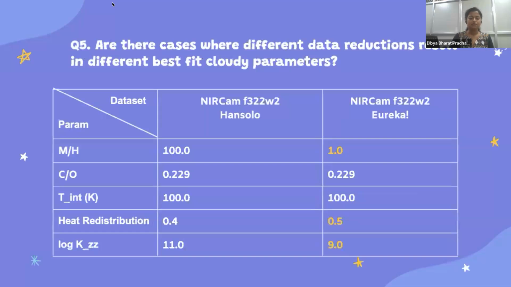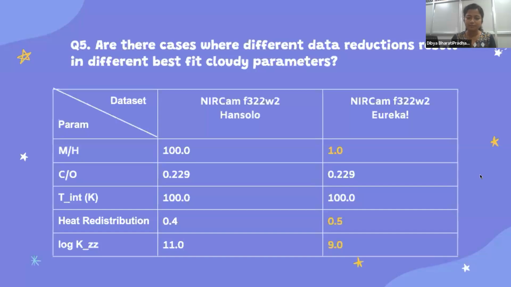So in the next question we ask, are there cases where different data reductions would result in different best fit cloudy parameters? For this, we have taken a cloudy exoplanet, and we have done the data reductions with the reduction pipelines of Hans Solo and Eureka. Using the data from these two pipelines, we constrained the metallicity, C/O, intrinsic temperature, heat redistribution, and log Kzz. The values are as here.